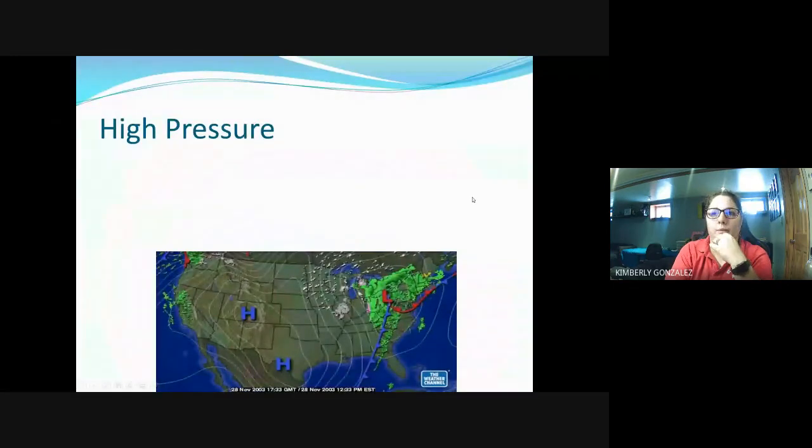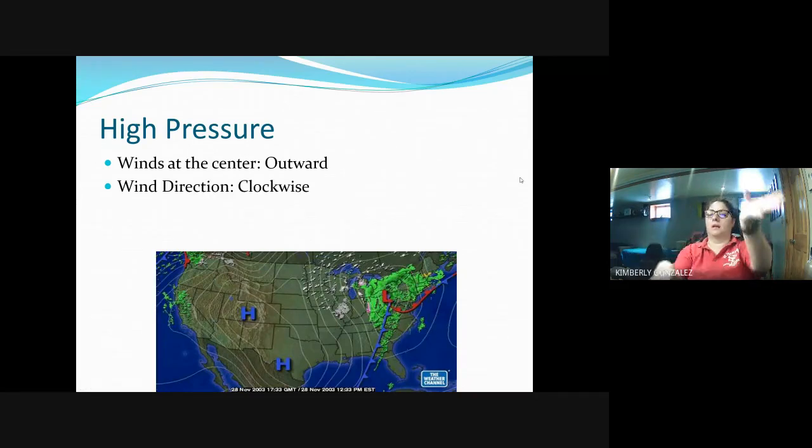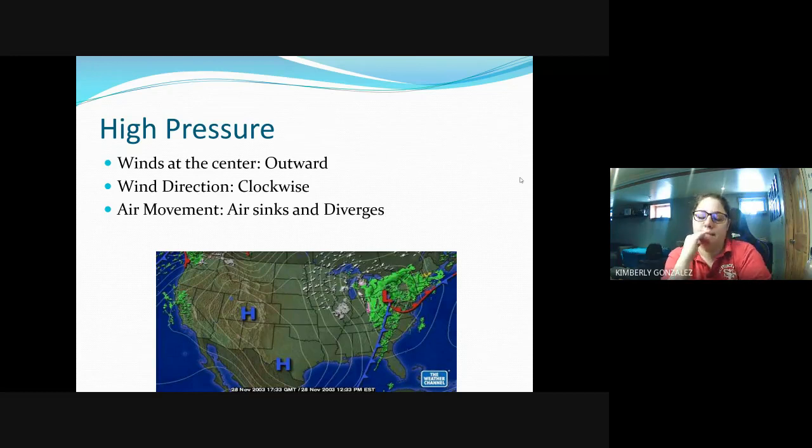Well, let's look at a high pressure system first. The winds are at the center, and then they push outward. How do they push outwards? In a clockwise fashion. So it's going to be out and around. What ends up happening is the air is actually going to sink down. In other words, it sinks and moves away.